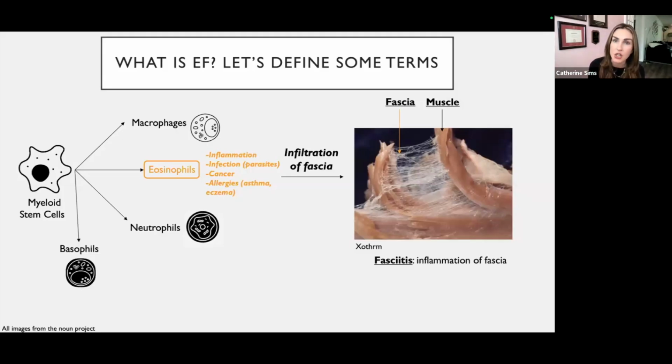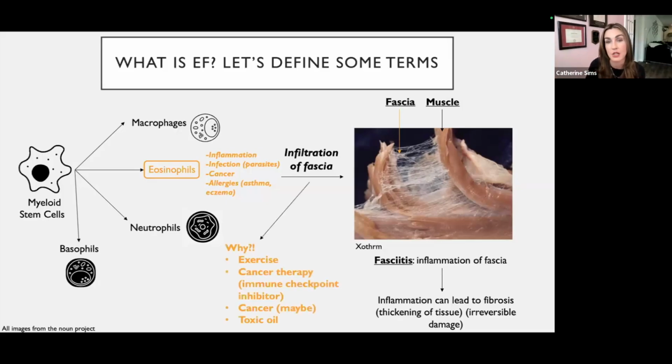And whenever there's inflammation of the fascia, we call this fasciitis. So that's really where the term eosinophilic fasciitis comes from. Once the eosinophils infiltrate the lining of the muscle, or the fascia, inflammation starts to occur. The body doesn't really understand what's happening, but it knows that something is invading the lining of the muscles, and this just causes a mushroom of inflammation. Inflammation can look like swelling, pain, heat. And long term inflammation can lead to thickening of the tissue, or fibrosis, which is irreversible damage.